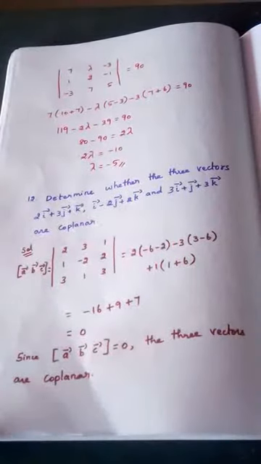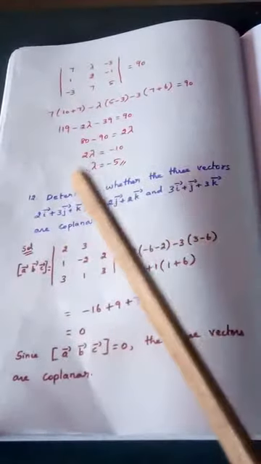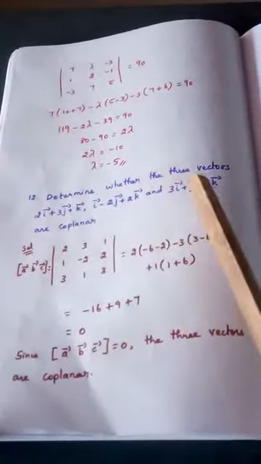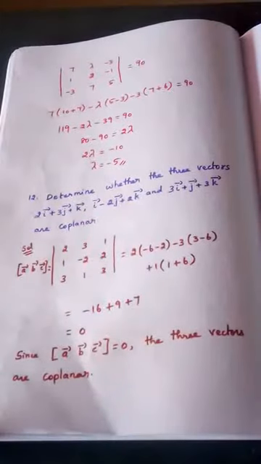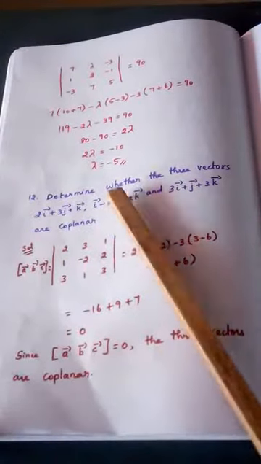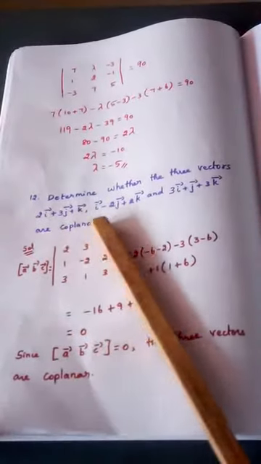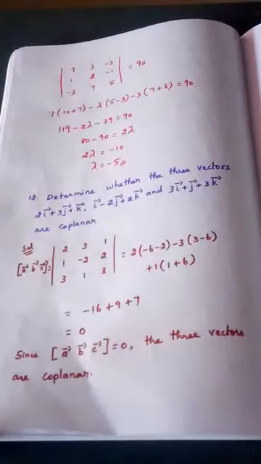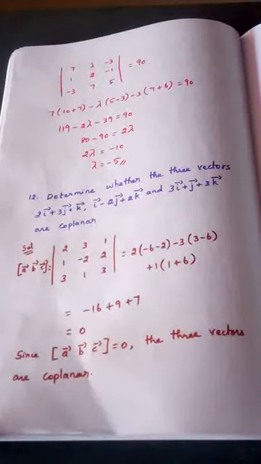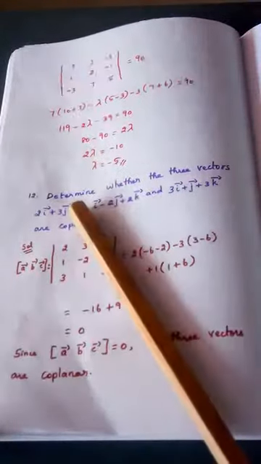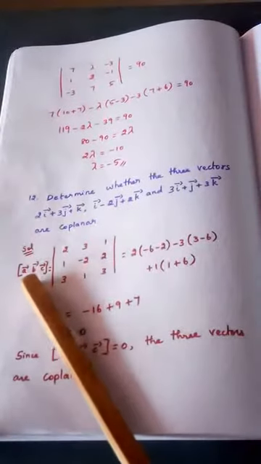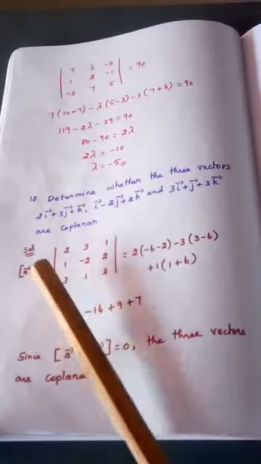I need not explain. Problem number 12. Determine whether the 3 vectors 1, 2 and 3 are coplanar. Again the same concept. 3 vectors are given to us. They are asking us to find whether they are coplanar or not. What is the condition for coplanar? Again the same condition, related with the scalar triple product. If the scalar triple product becomes 0, then the 3 vectors can be called coplanar vectors. So to prove that these 3 are coplanar, we again need to find box ABC, the scalar triple product.